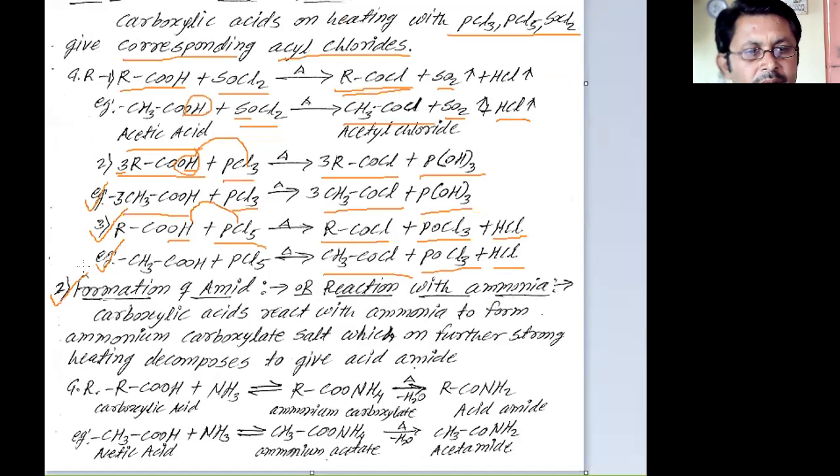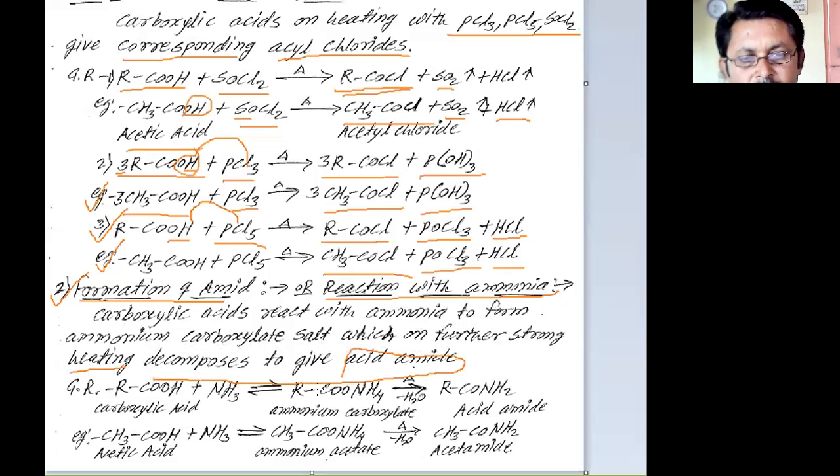The next chemical property of carboxylic acid is formation of amide, or it is known as reaction with ammonia. What is the action of ammonia on carboxylic acid? A question like that can come in the exam. Carboxylic acid reacts with ammonia to form ammonium salt, which on further strong heating decomposes to give acid amide.